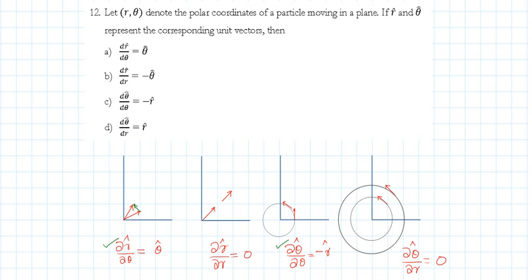You have the axis, x axis and y axis. And what about dou r cap by dou theta?